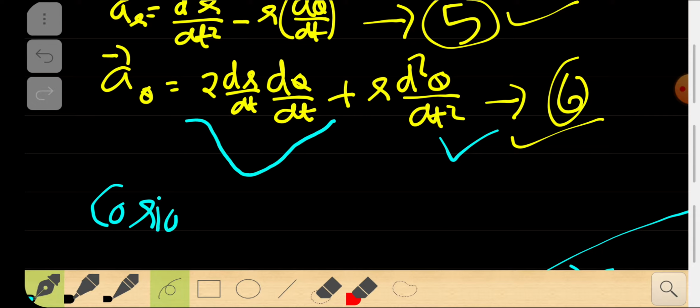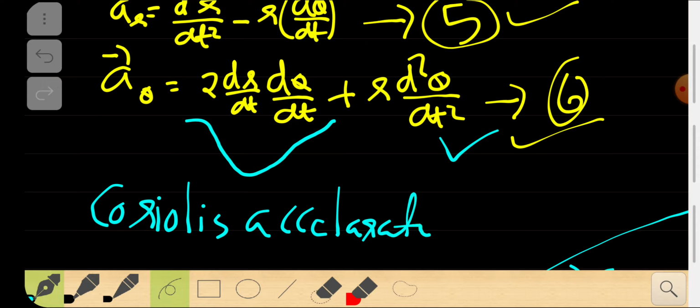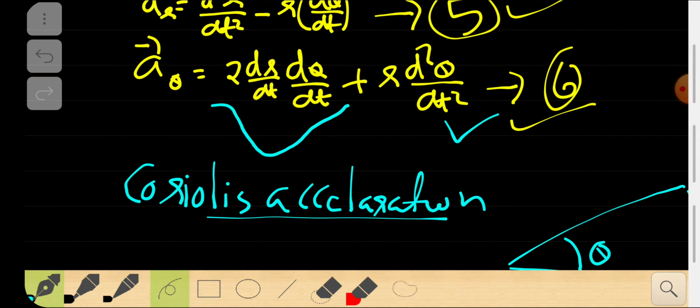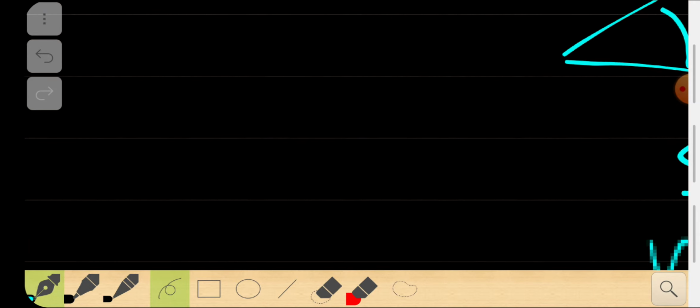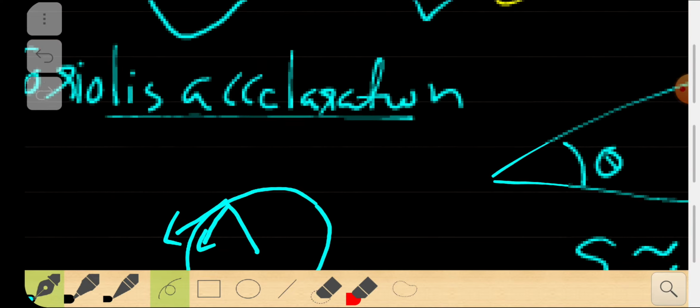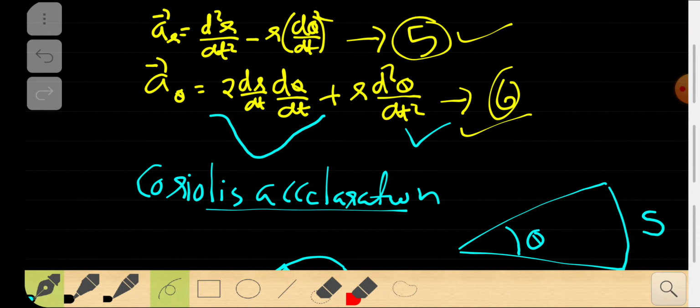Coriolis acceleration. We will learn about the Coriolis force in the later part of the course. Don't mind the spelling, I'm sorry about that. So this is the Coriolis acceleration, an additional component which adds on to this acceleration. So if a body is rotating like this, there is a normal acceleration, a tangential acceleration, and then an additional acceleration which will force the body to move faster.